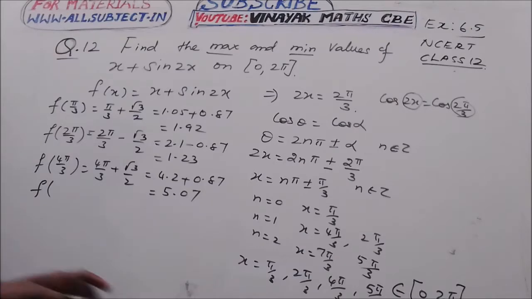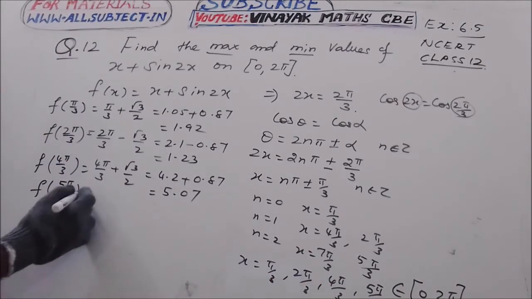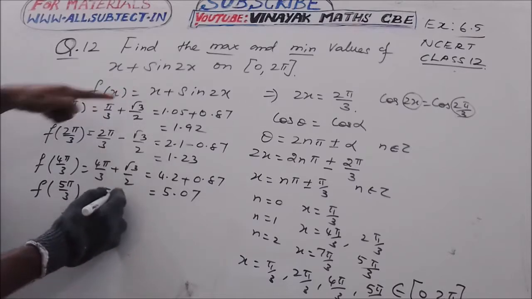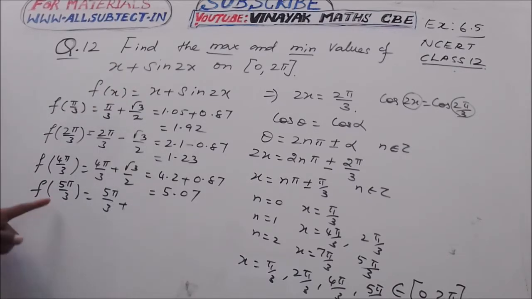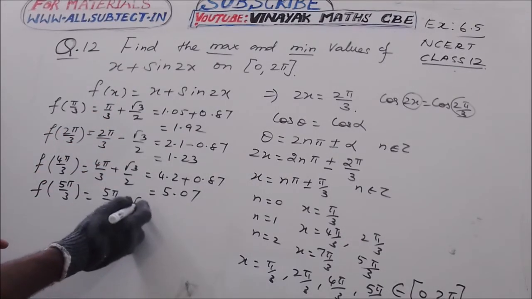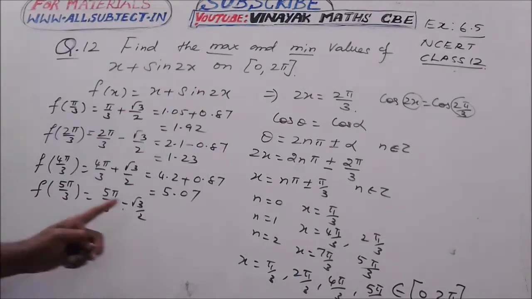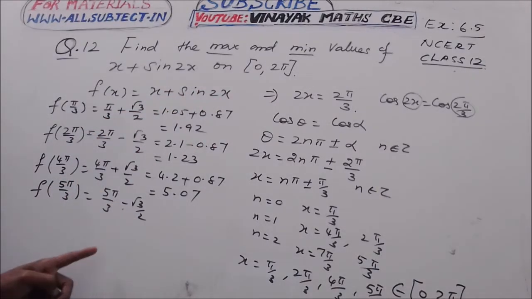Then finally calculating the last value, f of 5 pi by 3, substituting in f, we get 5 pi by 3 plus sine of 2 into 5 pi by 3, and here the sign is negative, so minus root 3 by 2.